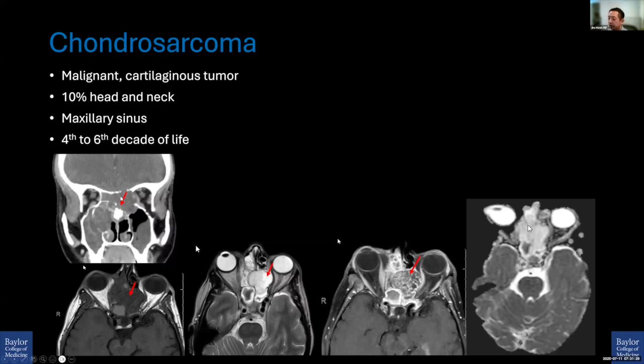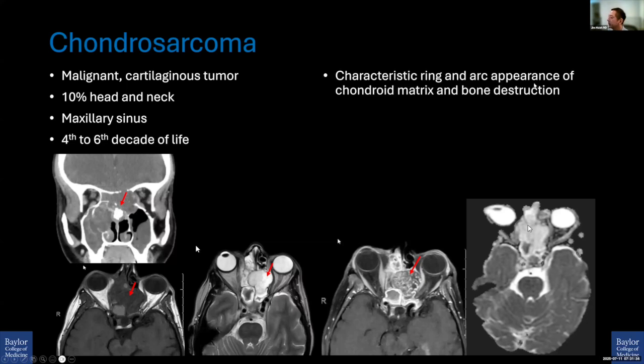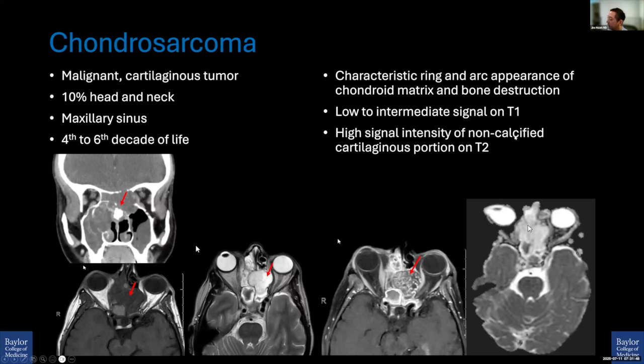We can see the characteristic ring and arc chondroid matrix appearance and bony destruction, and it typically has low to intermediate signal on T1. We can see that here on the T1 images. It has high signal intensity of the non-calcified cartilaginous portion on T2, demonstrated here. And on the post-contrast, it has this variegated enhancement and actually has increased ADC value, so no restricted diffusion. And we can see that here on this image.